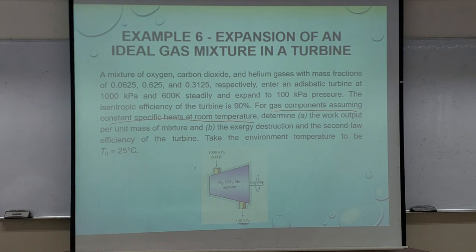So you need to determine the work output per unit mass of mixture. This is a turbine. Let's say this is 1, this is 2. The work, you should know, is H1 minus H2. Meaning we are looking for Cp, T1 minus T2. Okay, so this is the main thing that you're looking for. W equal to Cp delta T.